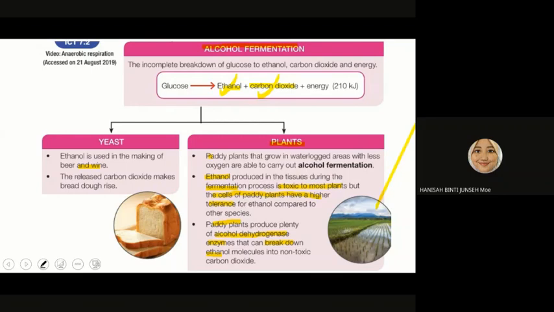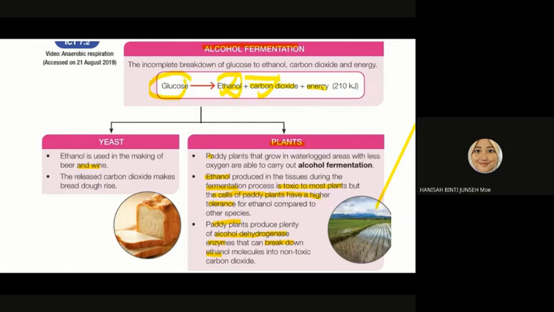Okay, so again, to make it easy to remember, what is alcohol fermentation? Remember the product. From glucose, it will produce ethanol, and of course carbon dioxide, and of course energy, because this is the point of cellular respiration. Cellular respiration is to produce energy.